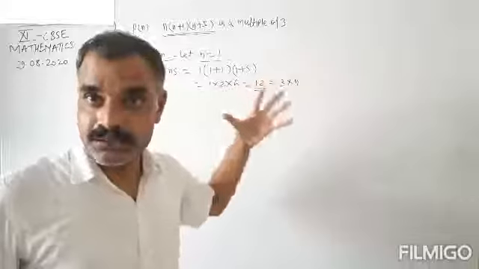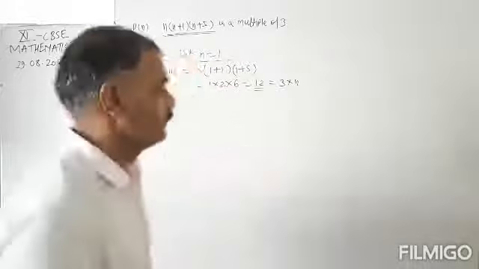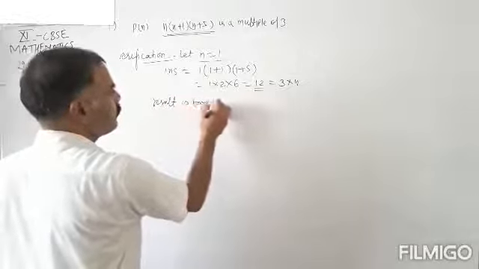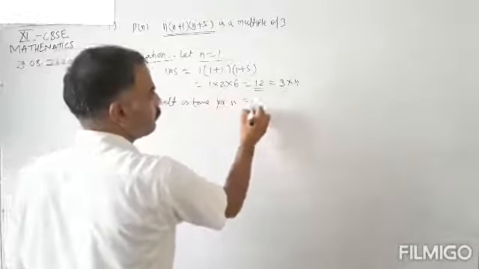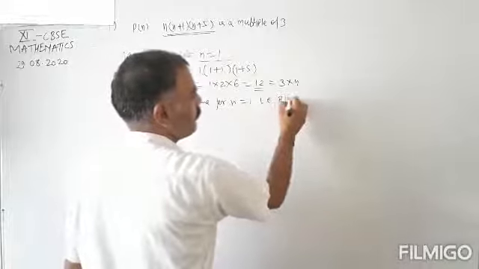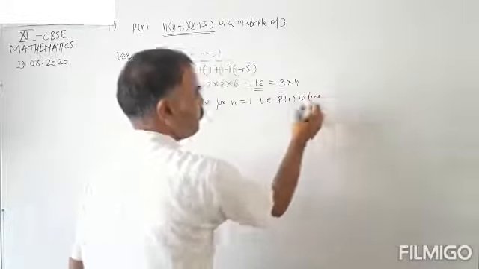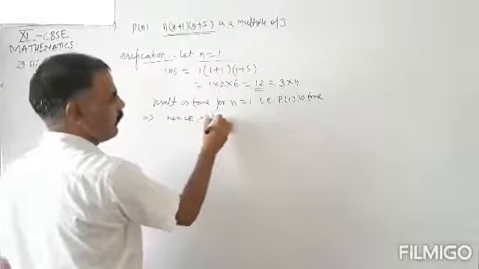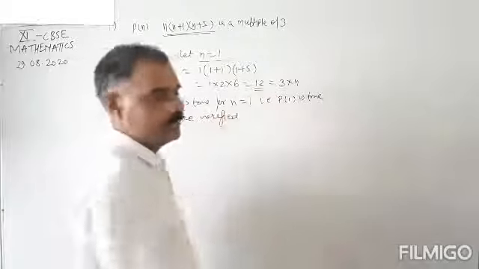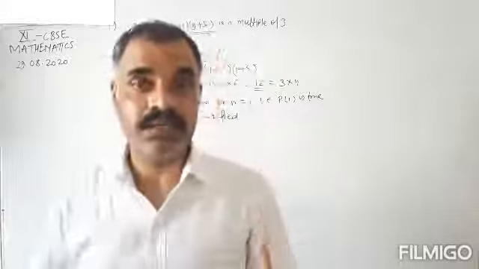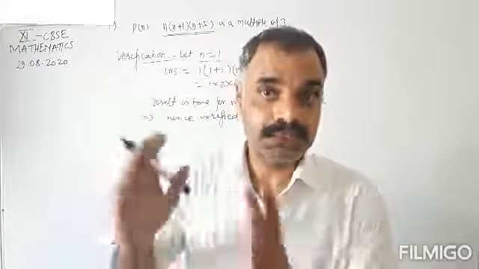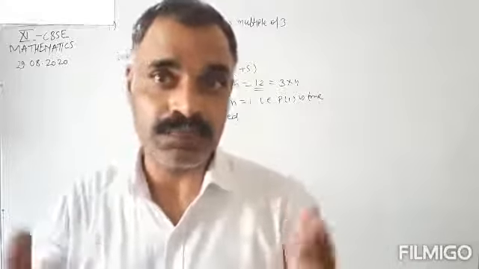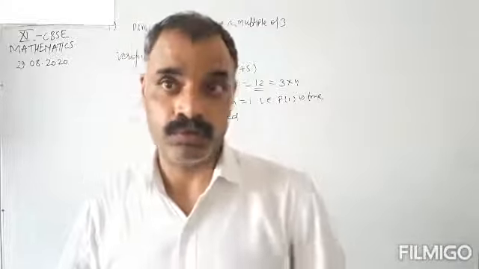Means the result is true for n equals to 1. That is, P1 is true. Hence verified. Okay, so our first step is concluded. In the first step, you can also verify this result for n equals to 2 if you have time in your exam hall.